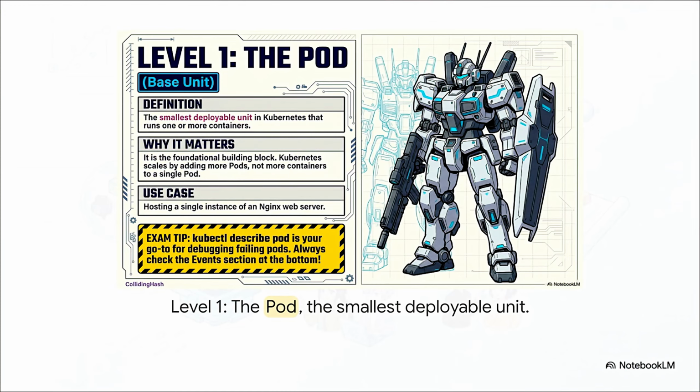So, in Kubernetes, the pod is literally your base infantry. It's the smallest, most fundamental deployable unit in the entire ecosystem. It physically runs your containers. But here is an absolutely crucial architectural rule you gotta remember. When we need to scale up to handle more traffic, we scale by adding more pods, never by stuffing more containers into a single pod. Think of it like deploying more mechas to the battlefield, right? You don't make one mecha unnecessarily complicated.